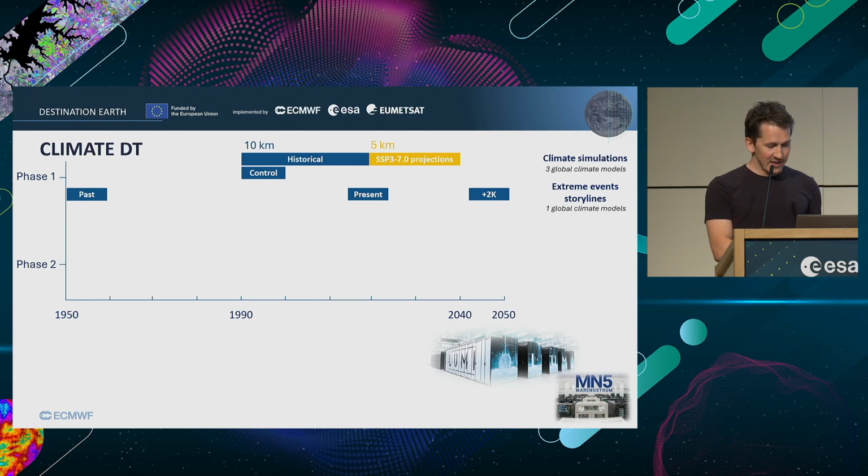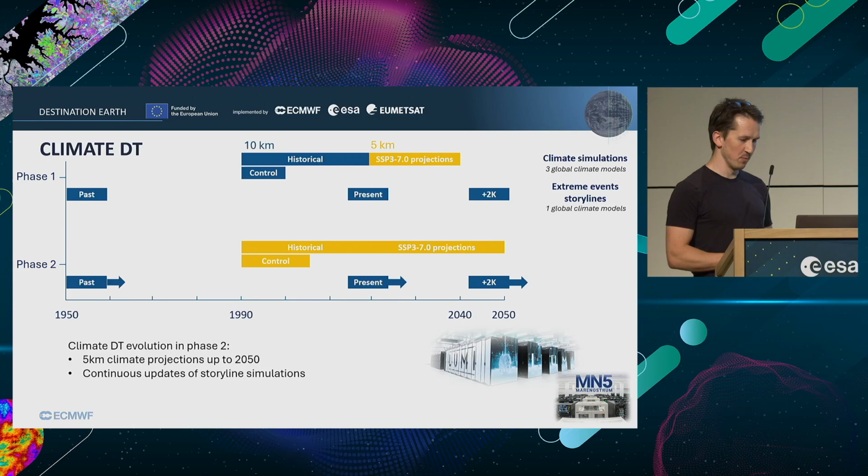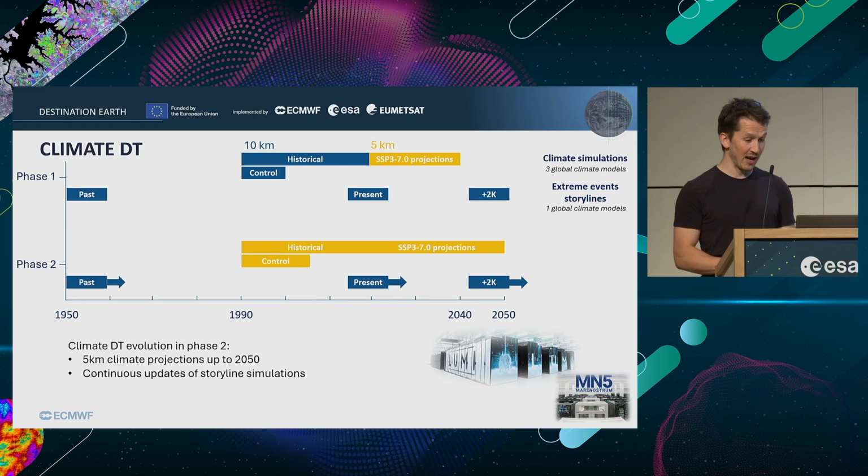Now we are in the process of phase 2, and so there are a few changes to the simulations that we are implementing. So first of all, for the multi-decadal simulations, we now run all simulations at 5-kilometer resolution and have a continuous historical to scenario simulation covering the entire period 1990 out to 2050, so it's also going a bit further into the future than phase 1.